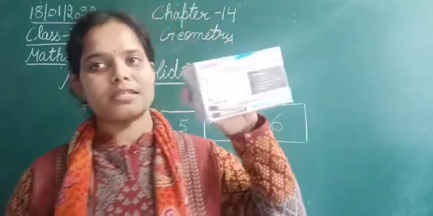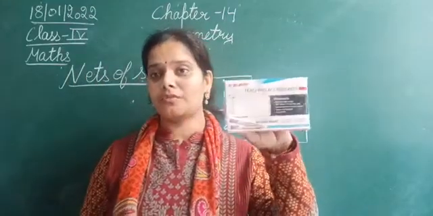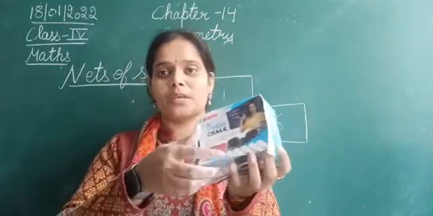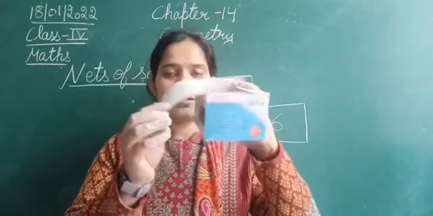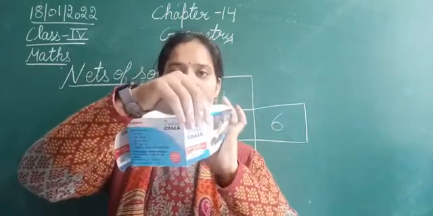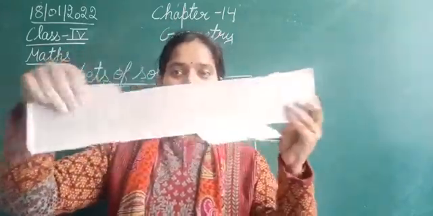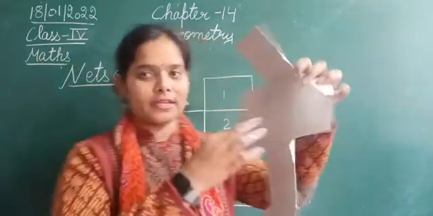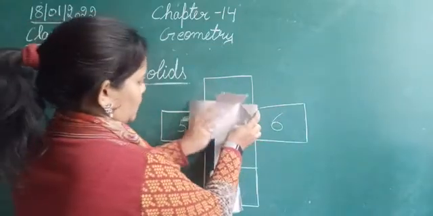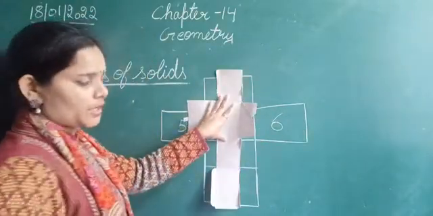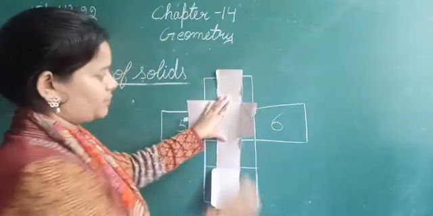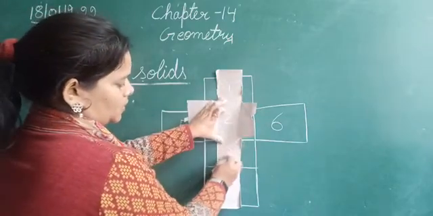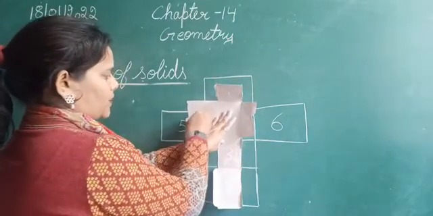Okay, so now this is a box, and we need to find the net of this box. So the nets will be the 1, the upper one. Now the second, the third and the rest. So these are the nets of this box. If I talk about this, these are the nets. This is the first one, second, third, fourth, 5 and 6.